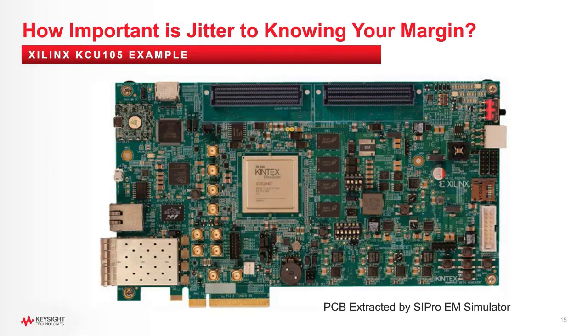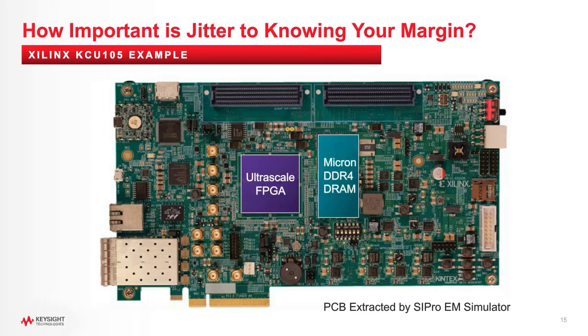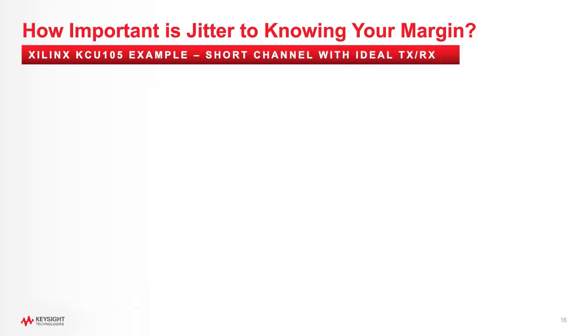To prove the point a little bit further, we have to ask the question, well, how important is jitter to knowing your real margin? Here I've got an example of a PCB that's been extracted on this Xilinx evaluation board, and we used our SIPro EM simulator to extract the model. Then here you see the UltraScale FPGA and some DDR4 DRAM provided by Micron. So if we take that EM model and put it into a DDR bus simulation, this is just a short channel and it has ideal TX and RX around it.